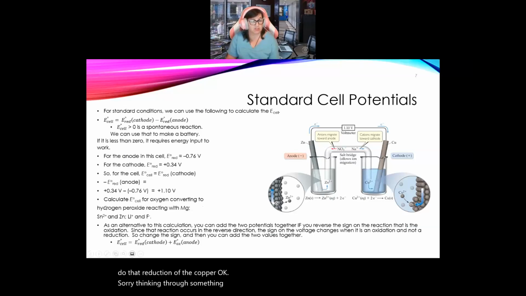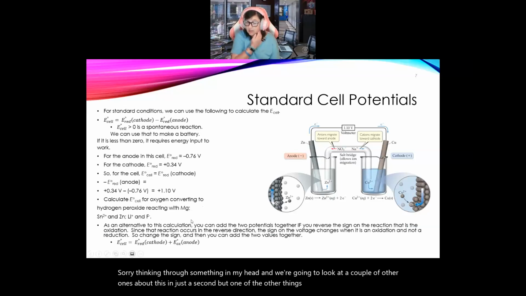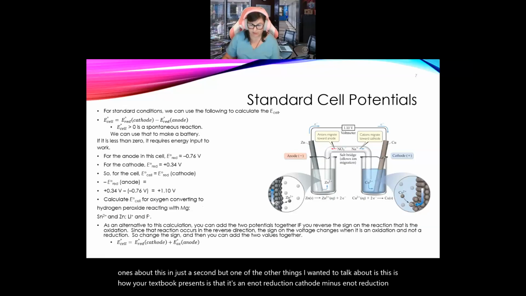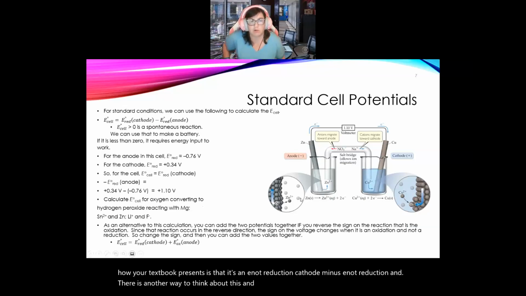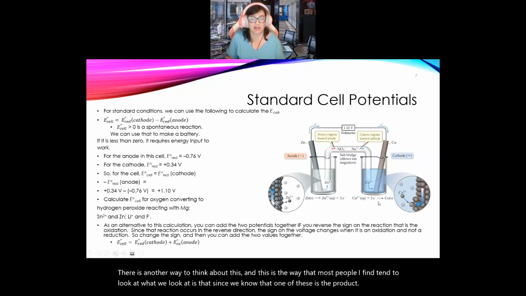Now we're going to look at a couple of other ones about this in just a second. But one of the other things I wanted to talk about is this is how your textbook presents this, is that it's an E naught reduction cathode minus E naught reduction anode. There is another way to think about this, and this is the way that most people I find tend to look at this. What we look at is that since we know that one of these is the reduction, okay, so gain electrons, reduced, this reduction occurs at the cathode. So the Cu2+ plus 2 electrons goes to Cu. This is the reduction. So we would leave that voltage exactly as it exists.